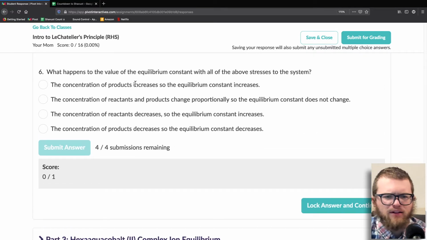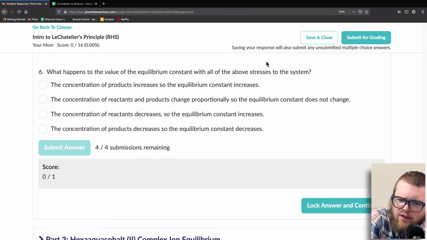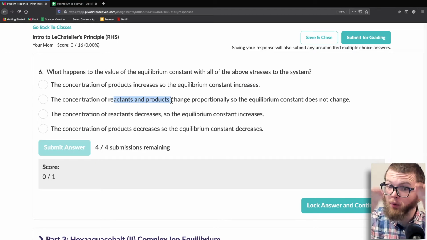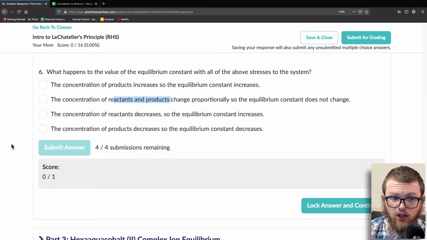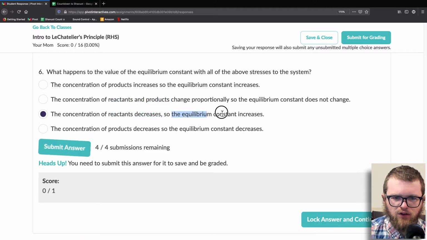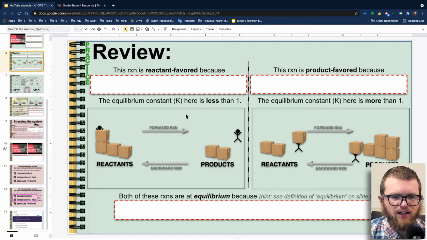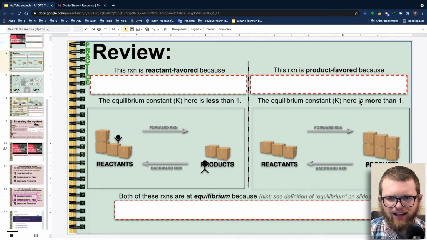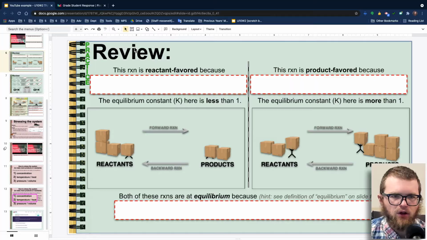And then what happens to the value of the equilibrium constant with all of the above stresses to the system? Concentration of the products increases, so the equilibrium constant increases. Concentrations of the reactants and products change proportionally, so the equilibrium constant does not change. The concentration of the reactants decreases, so the equilibrium constant decreases, or the concentration of the products decreases, so the equilibrium constant decreases. Every time it says equilibrium constant, what it's talking about is this K value, the equilibrium constant K. So that's what it means by that.